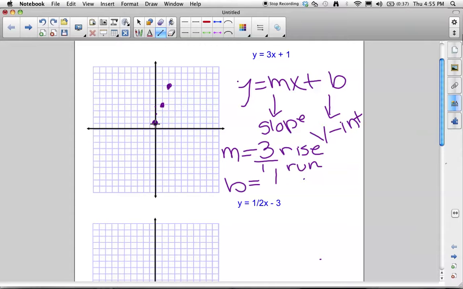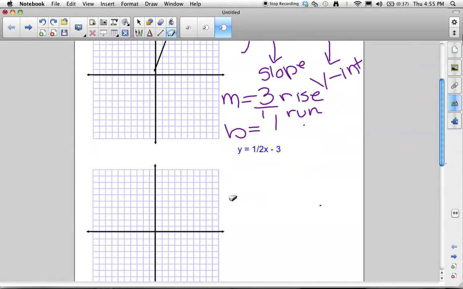Making sure all the points line up. And that is a graph of what your line should look like. So let's try that again.